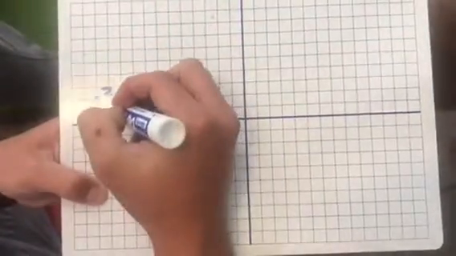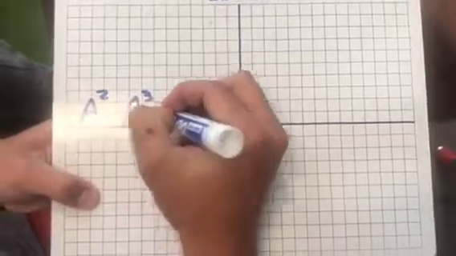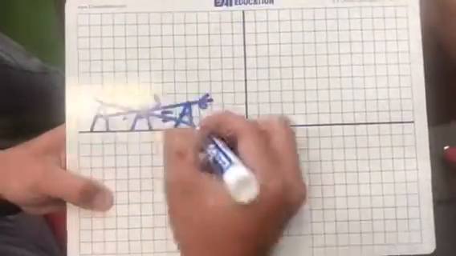A common mistake that we made was multiplying the exponents. If the bases are the same, you just add them together. So instead of getting a to the 6th power, you get a to the 5th.